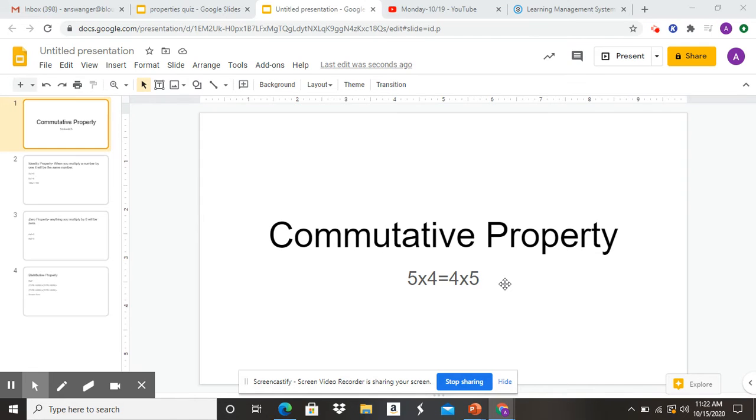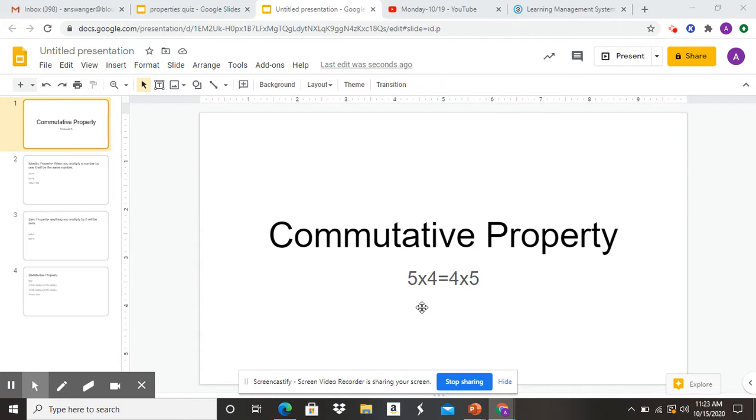Okay, today for Tuesday, I'm going to review all of the properties of multiplication, and you're going to take a properties quiz. The first property I'm going to review is called the commutative property. When you have the commutative property, it means that it doesn't matter if you switch the factors, you're still going to have the same answer.